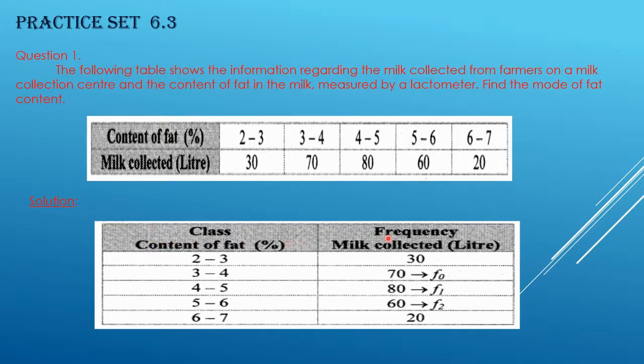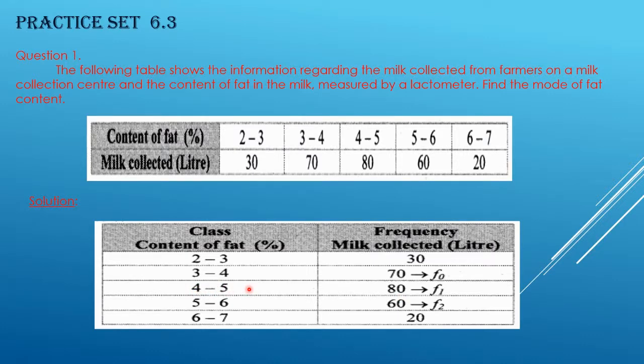Solution. First we have to make the table. The first column is the class, the second one is the frequency. That is, the classes 2 to 3, 3 to 4, 4 to 5, 5 to 6 and 6 to 7. The classes are continuous and the frequencies are: the first one is 30, second one 70, third one 80, fourth one 60 and fifth one 20. Here the maximum frequency is 80, in the class 4 to 5.